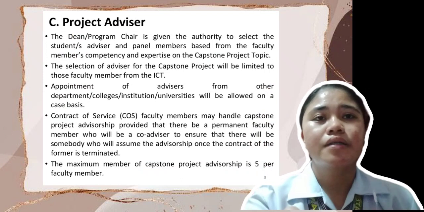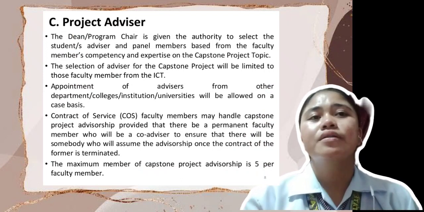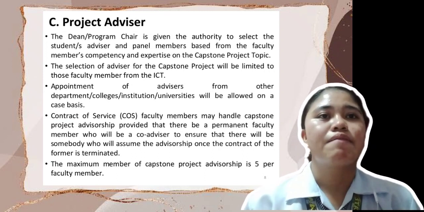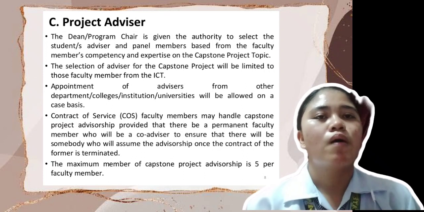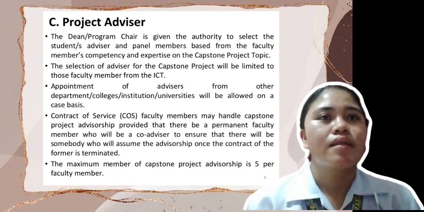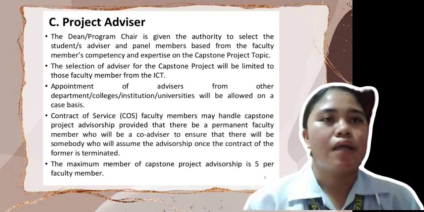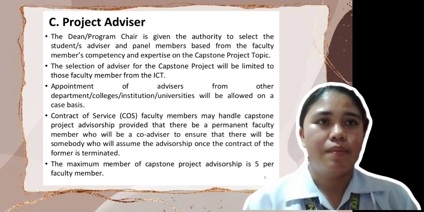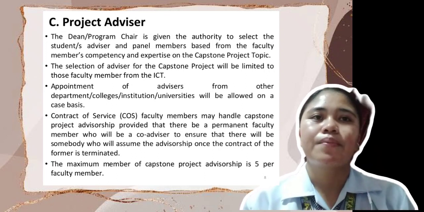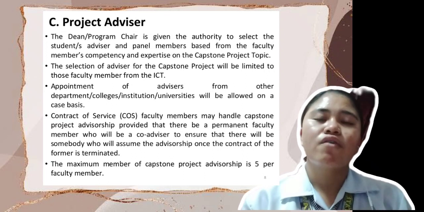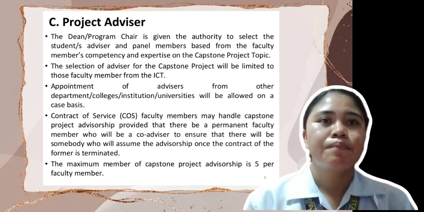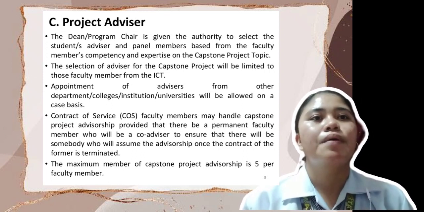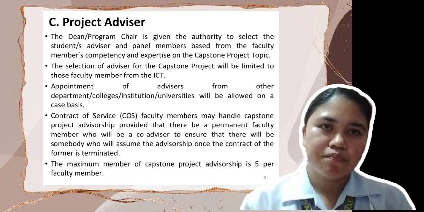Letter C. Project Advisor. The Dean or Program Chair is given the authority to select the students' advisor and panel members based on the faculty members' competency and expertise on the capstone project topic. The selection of advisor for the Capstone project will be limited to those faculty members from the ICT. Appointment of advisors from other departments, colleges, institutions, and universities will be allowed on a case basis.